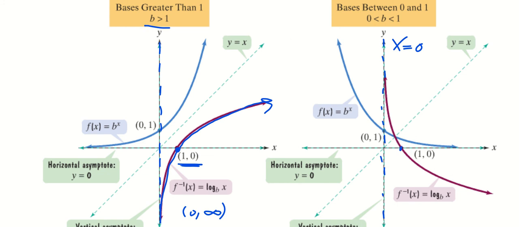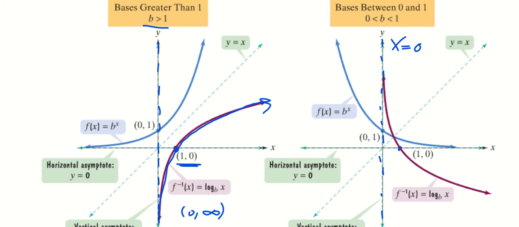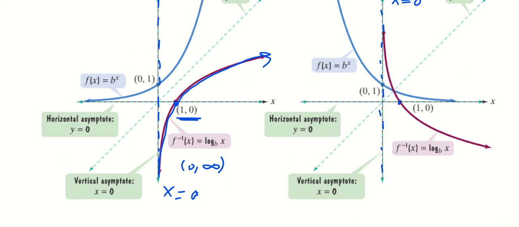So we now have two brand new graphs that we want to add to our parent function list. Please make sure you memorize what the graph of log base b of x looks like, depending upon if the base is bigger than 1, or if the base is between 0 and 1. Again, common key features that are shared by both of them. Make sure you always list the equation of the asymptote. It's x equals 0, and we also want to plot the x-intercept, which is the ordered pair (1, 0).